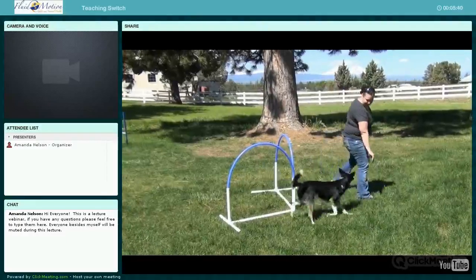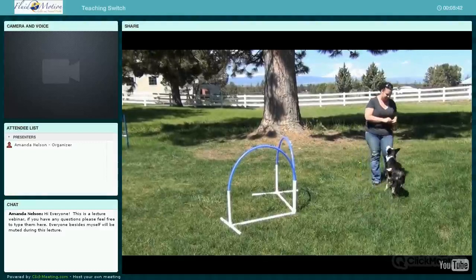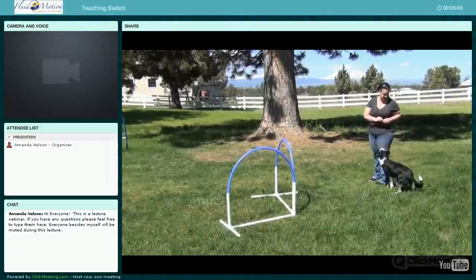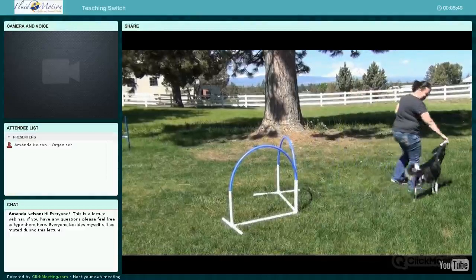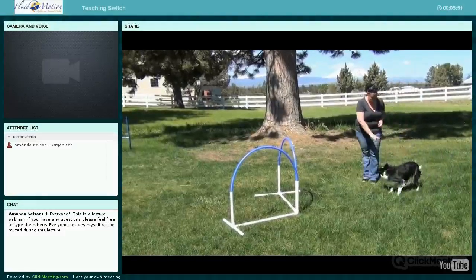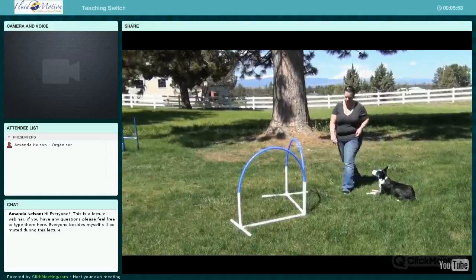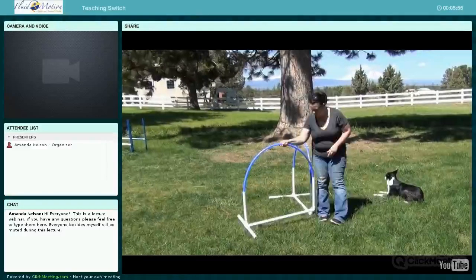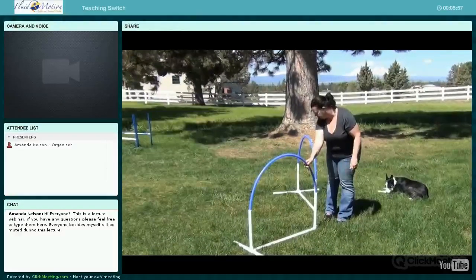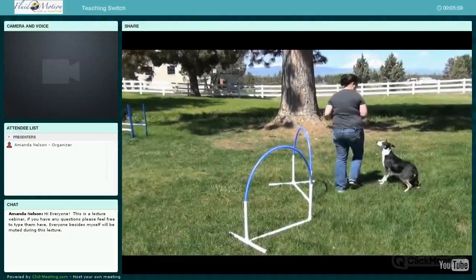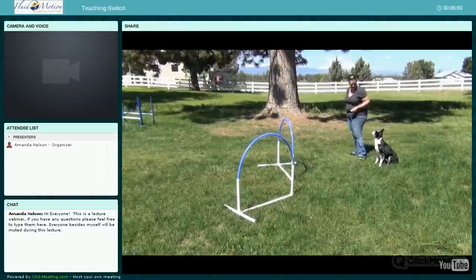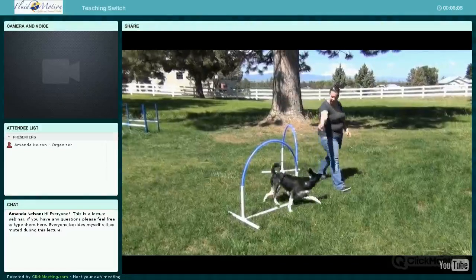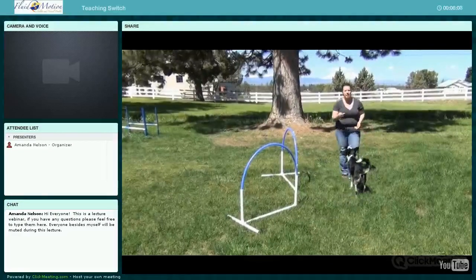Switch. Yeah. You're a good girl. Sit. Good. Switch. Yeah. Good job. Wait, I know. So we're going to go ahead and move this hoop a little bit because she's doing so good. Just move that out there. Sit. Good job. Oh, switch. Yeah. Make sure and keep driving.